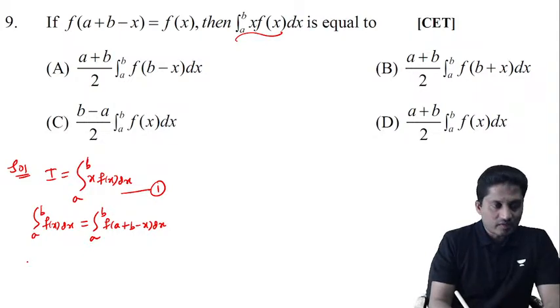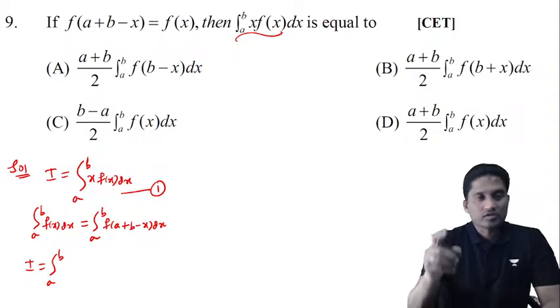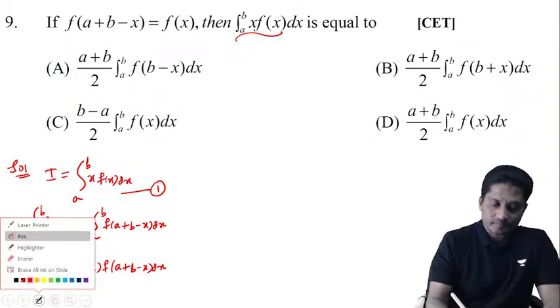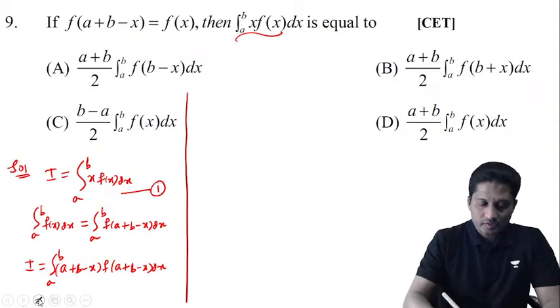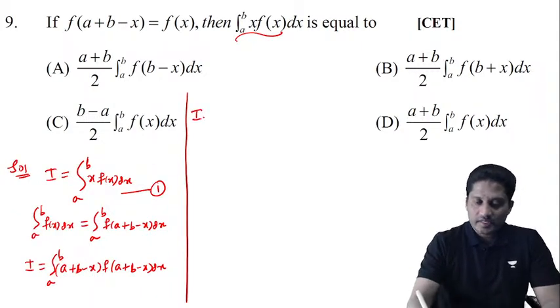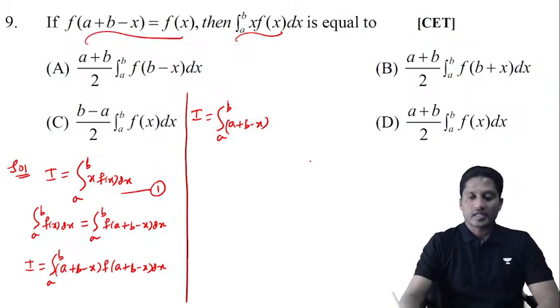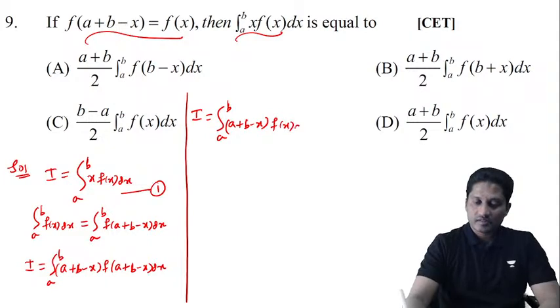Now this I is equal to integral a to b, change x to lower plus upper minus x, that is a plus b minus x, dx, minus x. Here also same, f of a plus b minus x, and then dx. Now if I substitute here, I is equal to integration of a to b, a plus b minus x. F of a plus b minus x is same as f x. That's already given in the question. So this is same as f x.